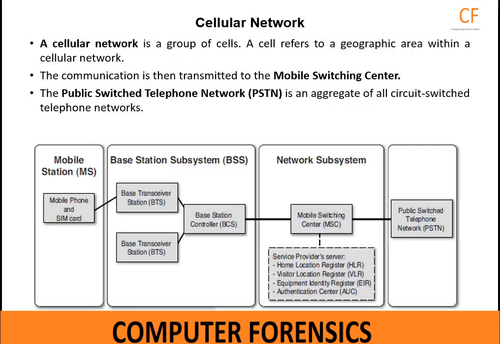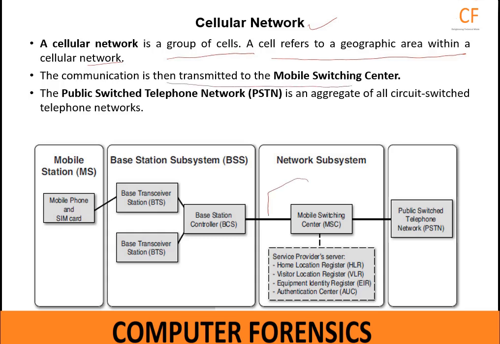A cellular network is a group of cells. A cell refers to a geographic area within a cellular network. A cell site is a cell tower located in a cell. When you make a call with your cell phone, you connect to the cell site. The communication is then transmitted to the mobile switching center.